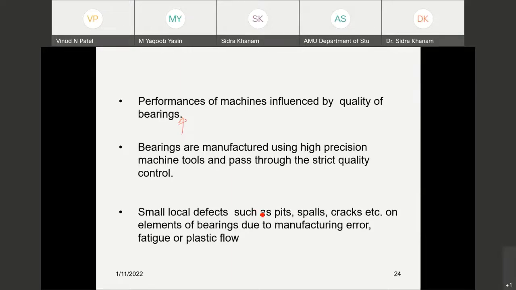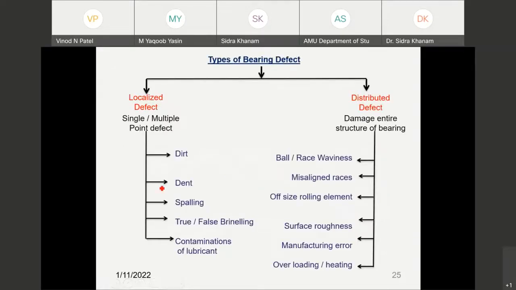Same way, bearings are manufactured with high precision machine tools and pass through strict quality control. Even so, there can be local defects or distributed defects. In previous lectures, sir might have discussed all these things. What is a local defect? What is a distributed defect? Local defects like pits, spalls, cracks, etc. are generated due to manufacturing errors, fatigue, or plastic flow. So here I have separated out two things: local defects, and here these are distributed defects.